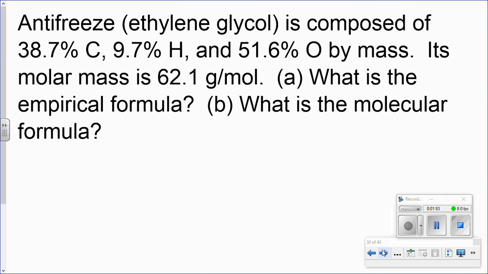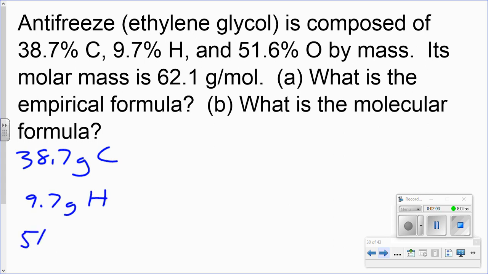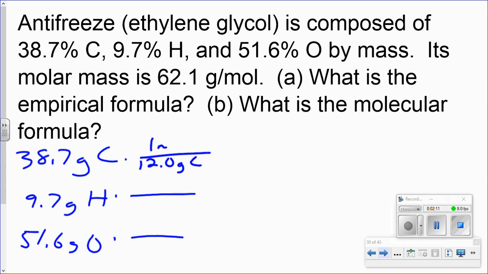Okay? That was it. So if I move on to a problem that has antifreeze, which is composed of these percentages, we've already seen problems like this. So let's jump in here and just make them grams. And then 9.7 grams of hydrogen and 51.6 grams of oxygen. And we want to convert these to moles, because moles is fair. It's a counting unit, and things combine on a mole-to-mole basis, not a mass-to-mass basis.